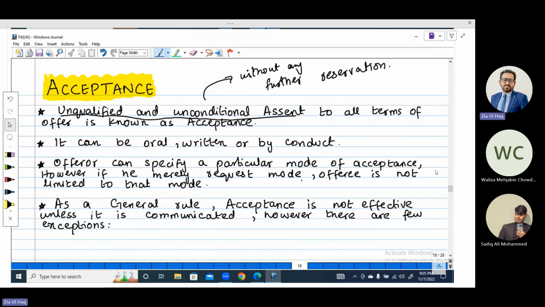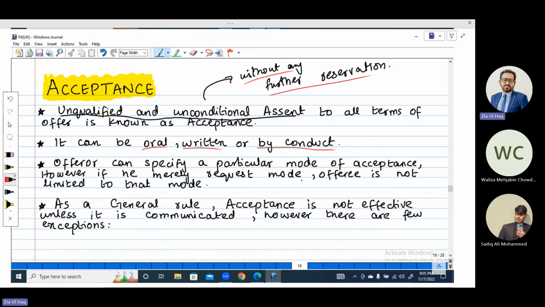Unqualified and unconditional assent means without any further reservation. If one party has made an offer and you are accepting without further reservation, that will be acceptance. If you are saying no, I will buy in this way, that will be called a counter offer, meaning that will not be acceptance. If you are saying, okay, tell me some more detail about this, that will not be acceptance. Acceptance should be without any further reservation, meaning unqualified and unconditional assent. It can be made orally, in writing, or by conduct. Conduct means any action.